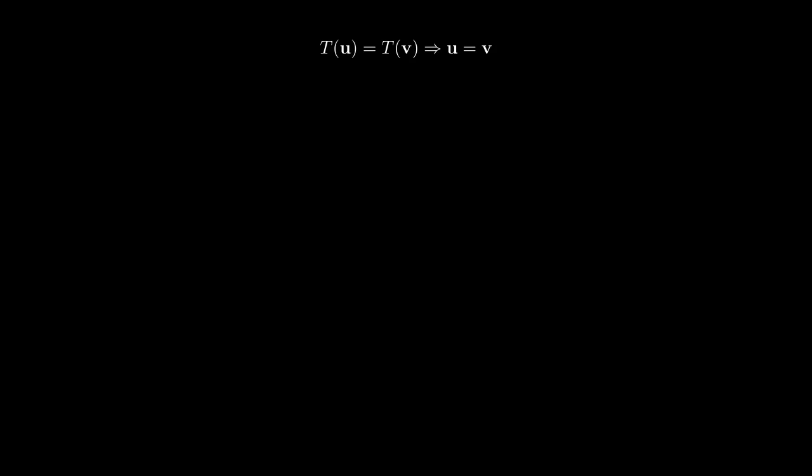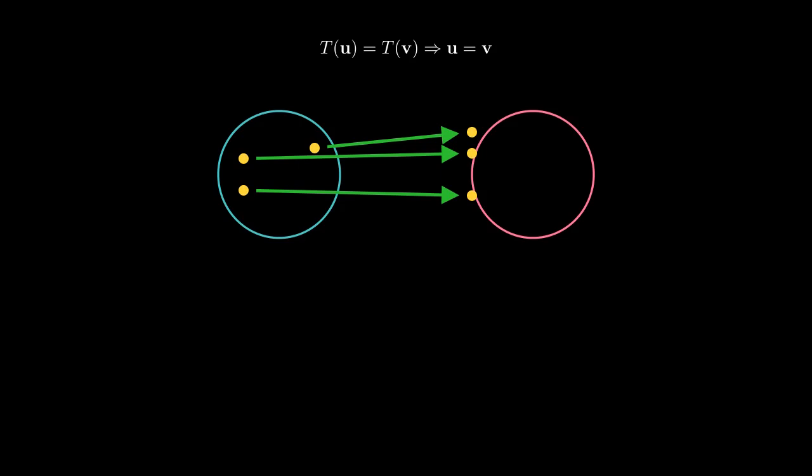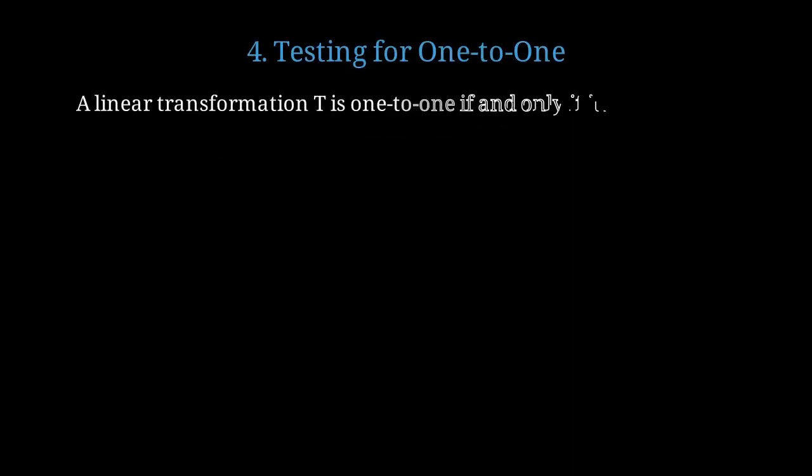Mathematically, if T of u equals T of v, then u must equal v. No two distinct vectors are mapped to the same output. In a one-to-one mapping, each input point maps to a unique output point. No two arrows share the same target. How do we test if a linear transformation is one-to-one? A linear transformation T is one-to-one if and only if its kernel contains only the zero vector.